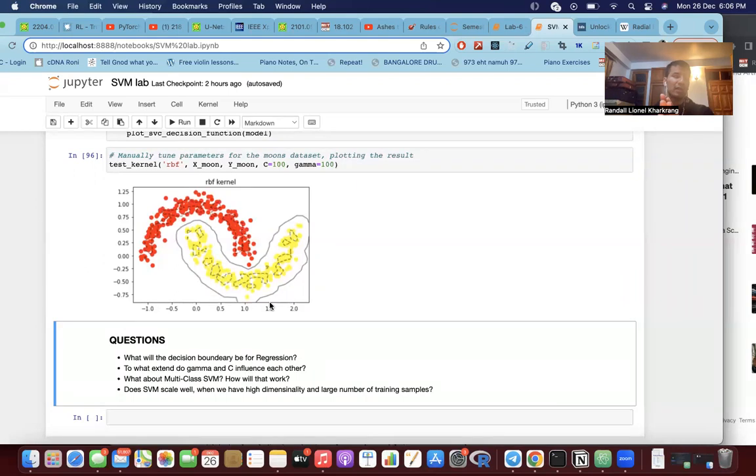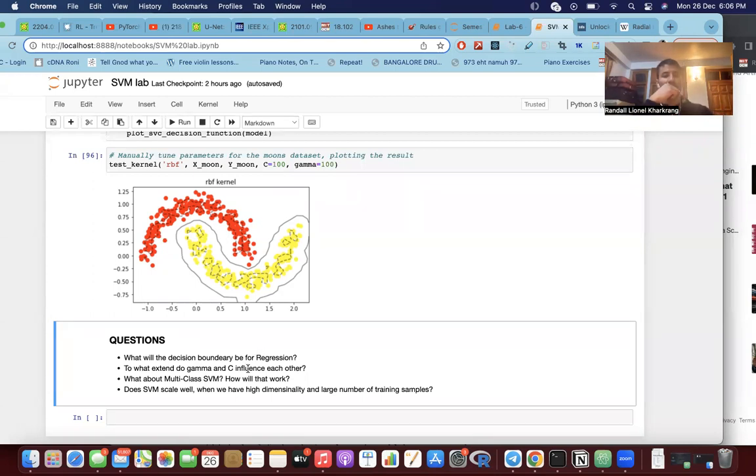Some questions you can consider about SVM: what will the decision boundary be like for support vector regression? For two classes, we have this point in the middle, right? What if we have a regression? What are we supposed to do here? The decision boundary will actually be the function that we want to fit. You can think of it that way. So that's something to think about.